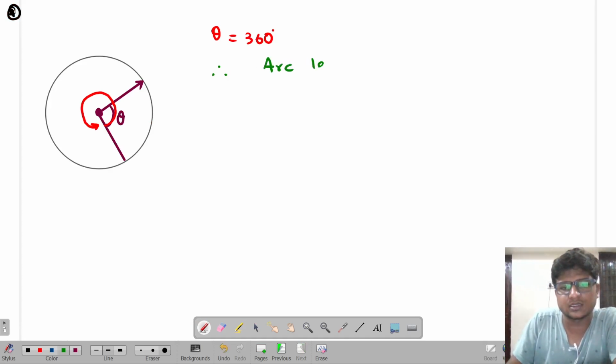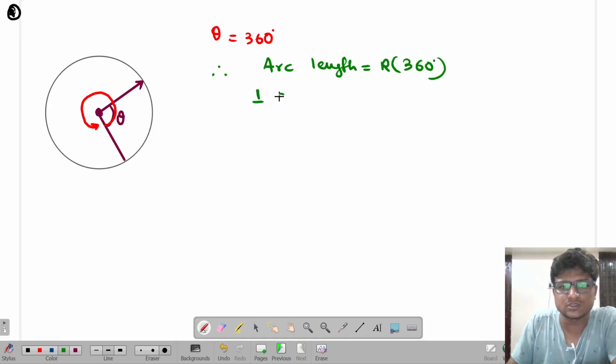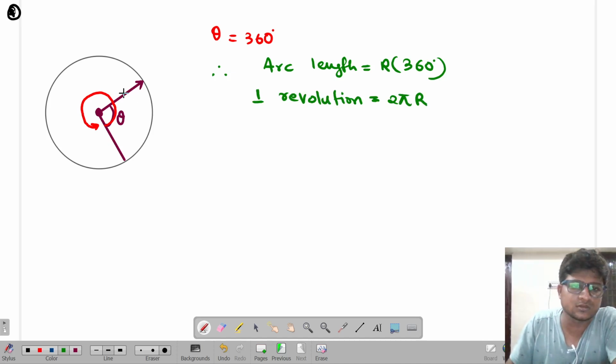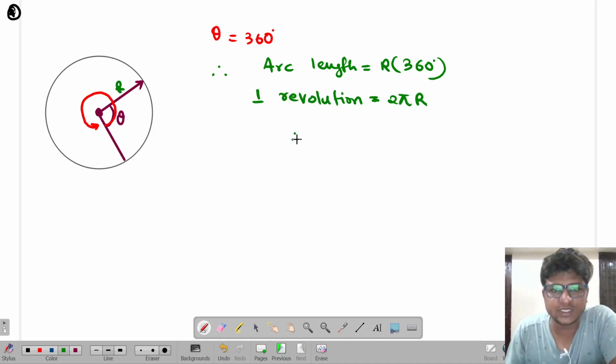So arc length will be radius into how much? 360 degree. And in one revolution, we complete one circumference of the circle, yes or no, which is 2 pi r or not? Yes or no? So that means this 2 pi r must be equal to arc length, or not? Yes, because arc length is nothing but the length along the circle. So in one revolution it must be equal to 2 pi r. Yes. Can you understand my point?